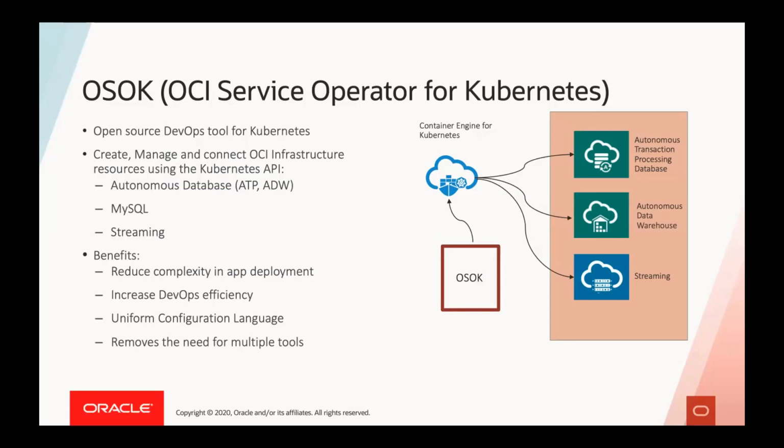You can manage OCI resources the same way that you would manage Kubernetes applications, reducing the complexity and any learning curve that you may have in your organization when adopting new technology. OSOK makes it easy to create, manage, and connect OCI resources from the Kubernetes environment using existing Kubernetes tooling. OSOK can also be used on Kubernetes clusters running on OCI Container Engine or outside of OCI.